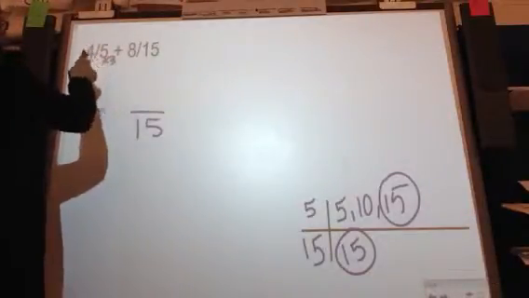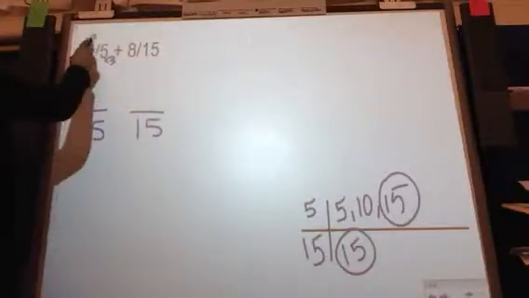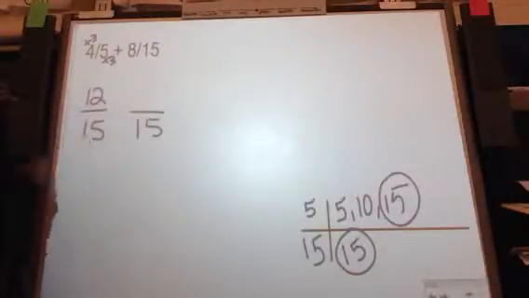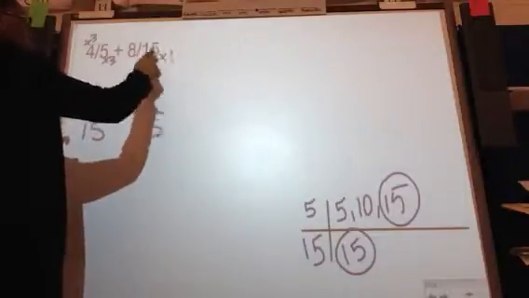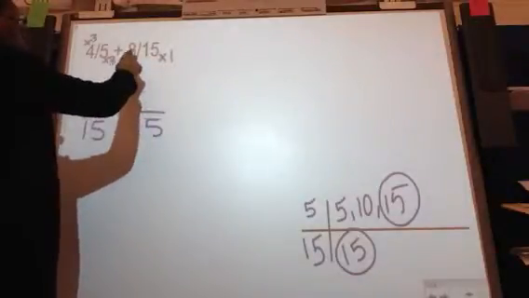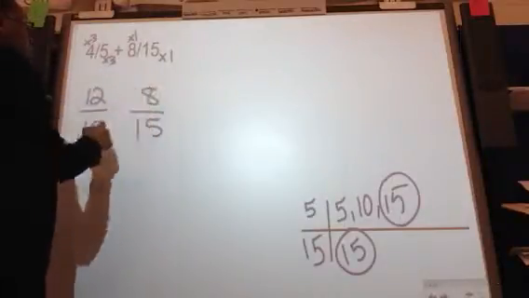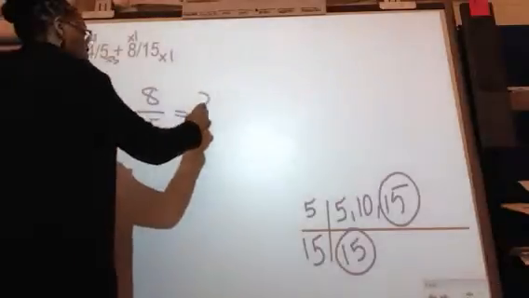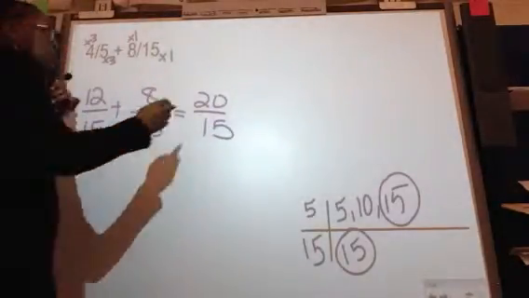So what do we have to do to the 4 to produce the equivalent fraction? Times that by 3. 4 times 3 is 12. So 4/5 is the same as 12/15. And 8/15, how do you get from 15 to 15? Times 1. So what do we have to do to the 8? Times it by 1. 8 times 1 is 8. So you add those two together, and you're going to get 20/15. What kind of fraction is this?